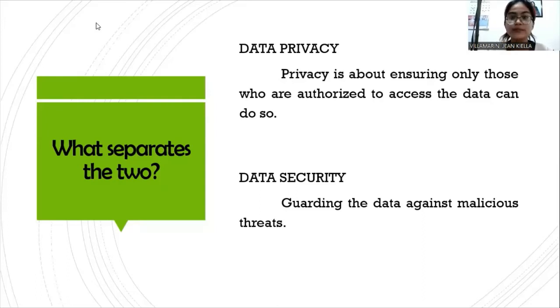So when we say data privacy, you are making sure that your data is private, accessible only by those people whom you authorized to access it, or by yourself.